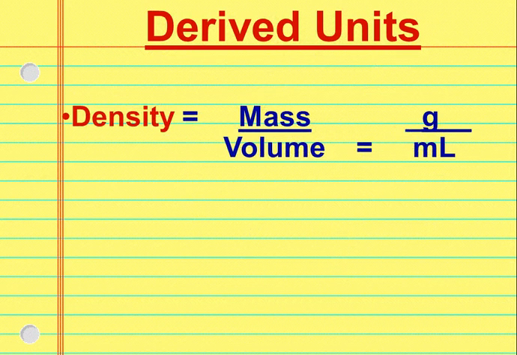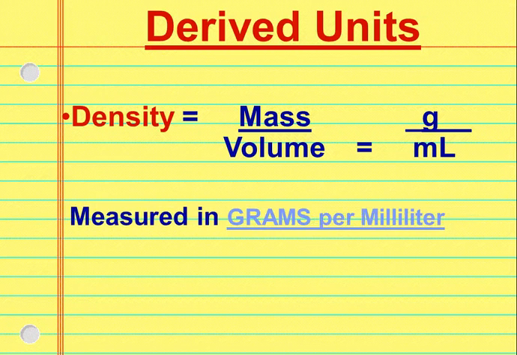So this is what I was talking about, density. Density is measured by mass divided by volume: how much stuff I have in the space that stuff takes up. And that is a derived unit of grams per milliliter. It is written out like a little fraction. Grams per milliliter.